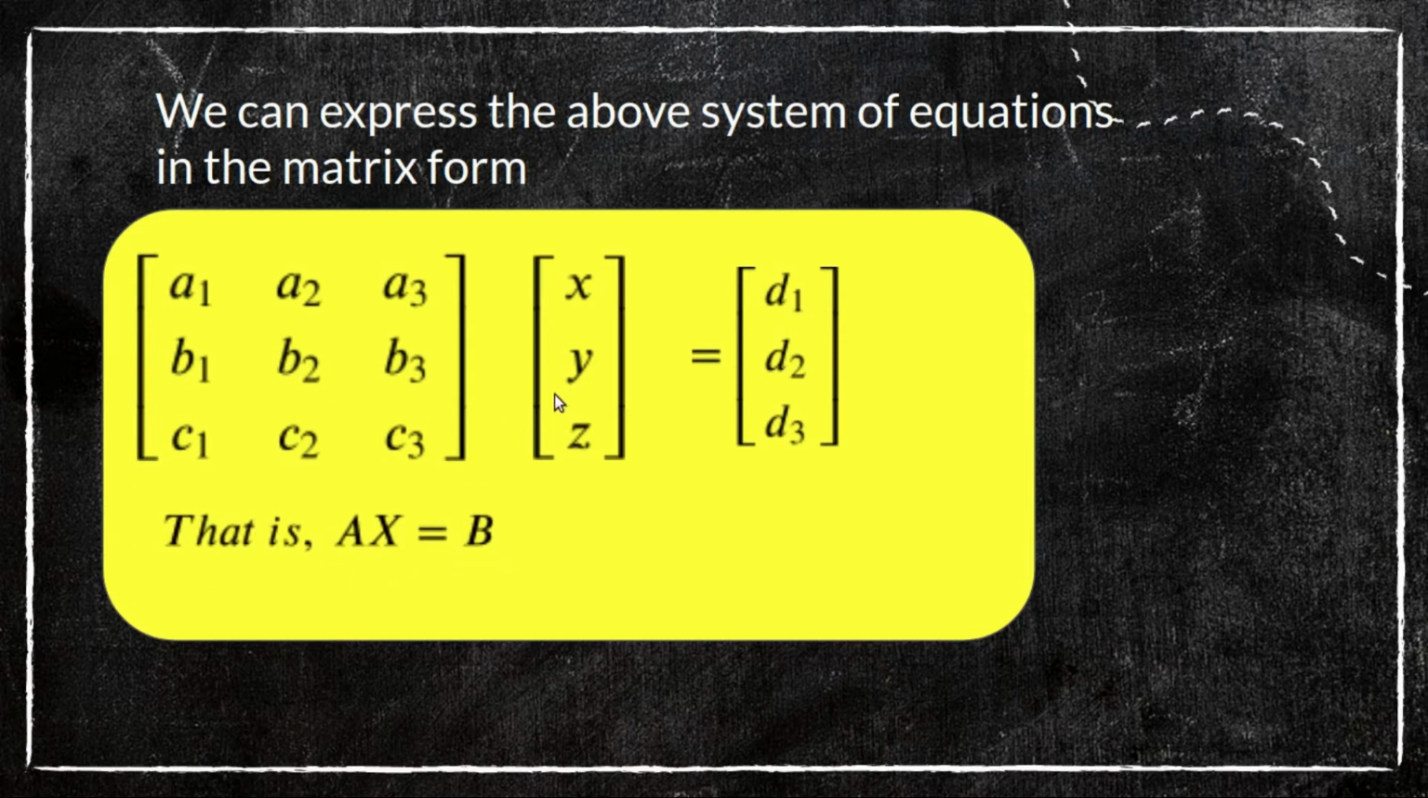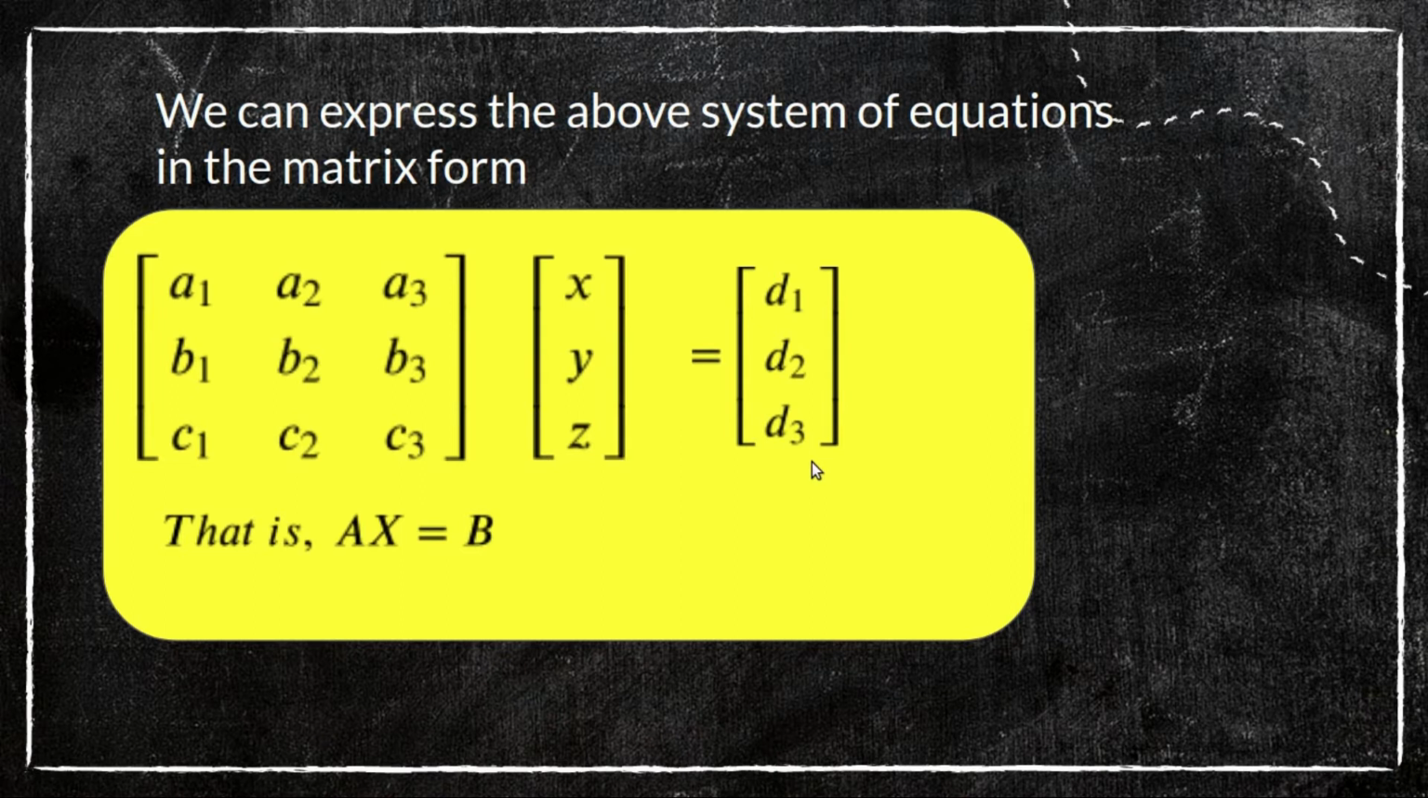When we multiply these two matrices and equate to the matrix B, we get the given system. For example, consider first row into this column: a1x plus a2y plus a3z equal to d1. We get the first equation. Second row into this column: b1x plus b2y plus b3z equal to d2. c1x plus c2y plus c3z equal to d3. So when we multiply these two matrices and equate it to the matrix B, we get the corresponding system of equations.